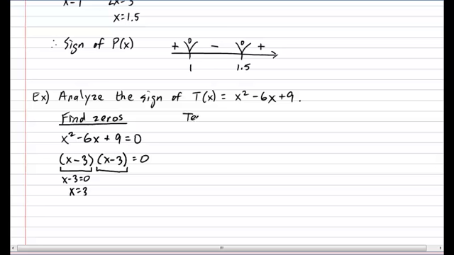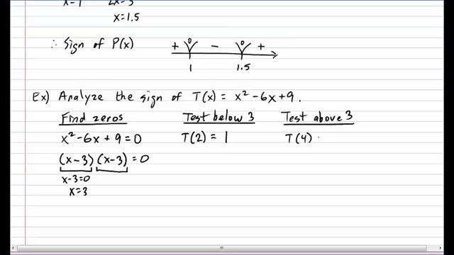So, subtitle, test below 3. So, let's plug in, how about x is 2? So calculate the value of t when x is 2. And if I did it correctly, it gave me a positive result. Interesting. Now, let's test above 3. So let's plug in, how about x being 4? Well, if I did it correctly, I believe it gives me positive 1.